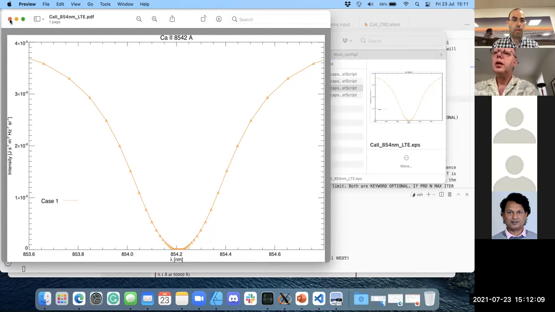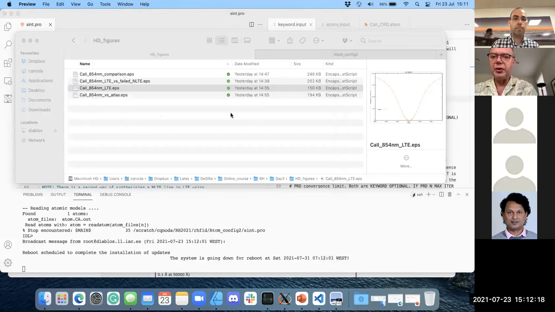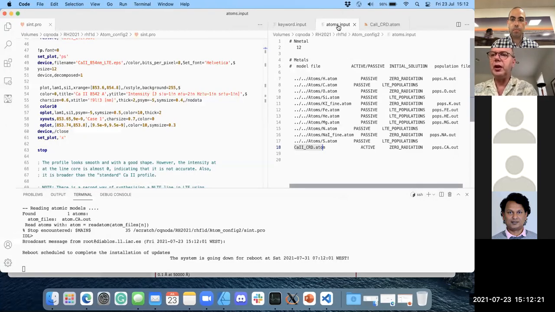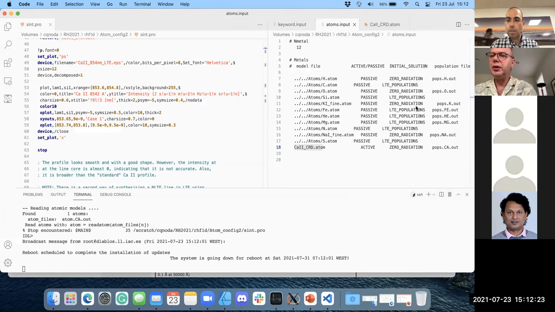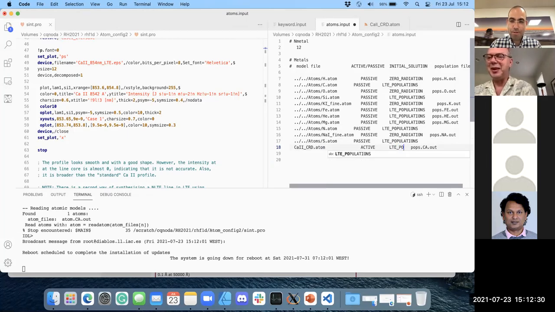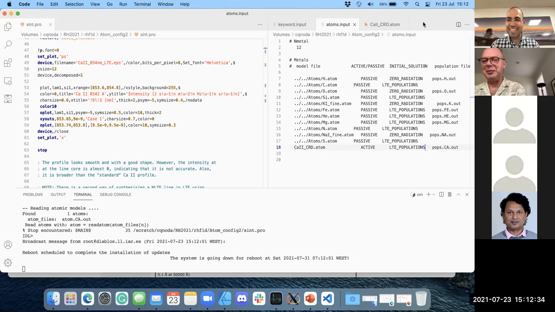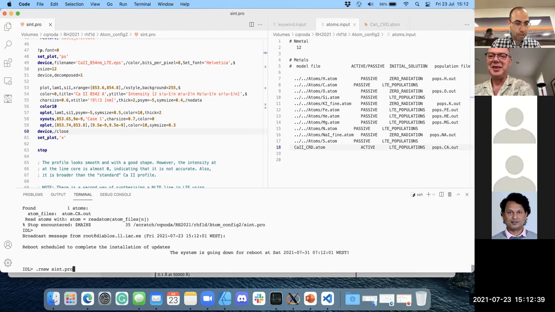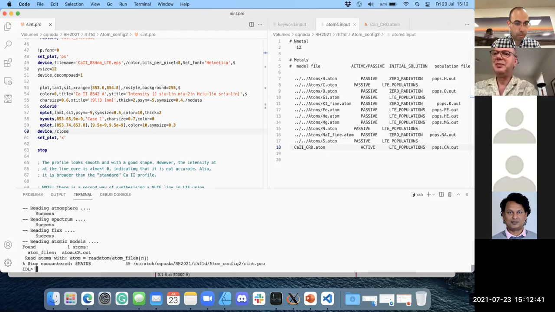Carlos, yes. Sorry to interrupt. Did you put in the atoms.input the initial population or the starting solution as NLTE populations? No, so this is the reason why it was wrong. I was looking at it and I said, okay. Yes. Sorry, I should have. Yeah, it was before. But this is useful to know. Yes. So let's repeat it and then we will check that.